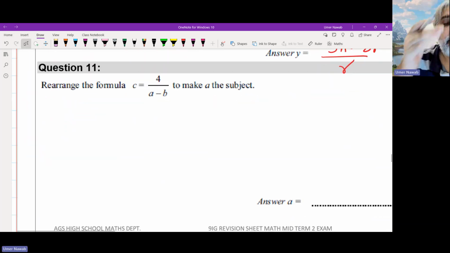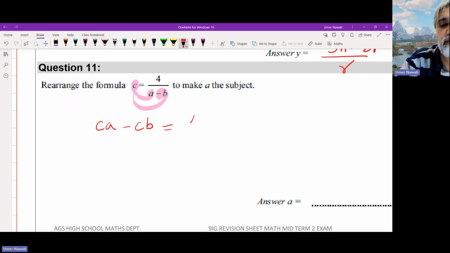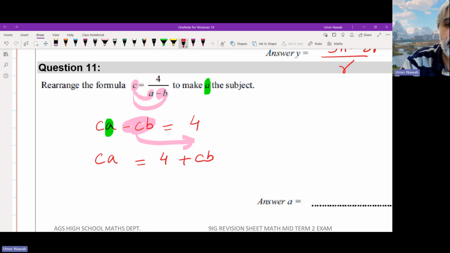Question number 11. Cross multiplication. C multiplied with A gives you CA. C multiplied with minus B will give you minus CB, which equals 4. Now my subject term is A, so let's take the minus CB to the right. So CA equals 4 plus CB, or BC.